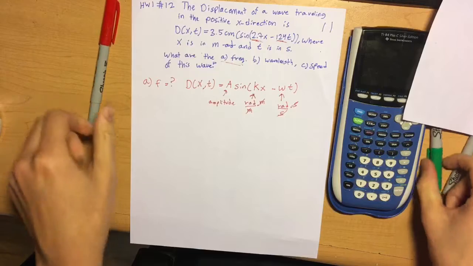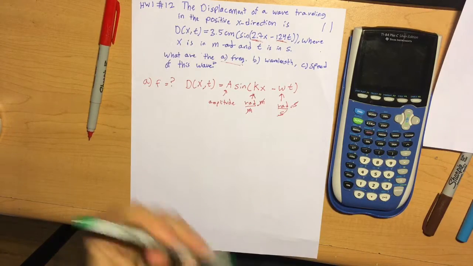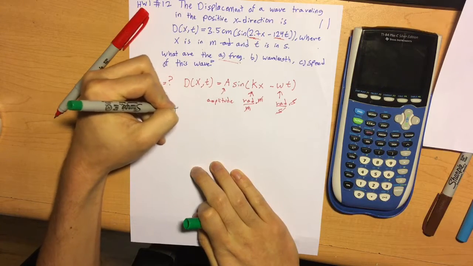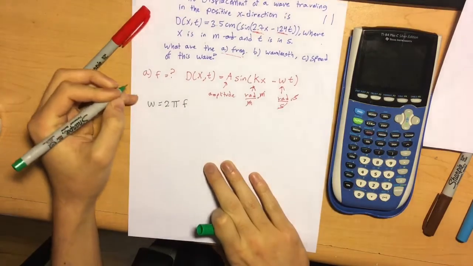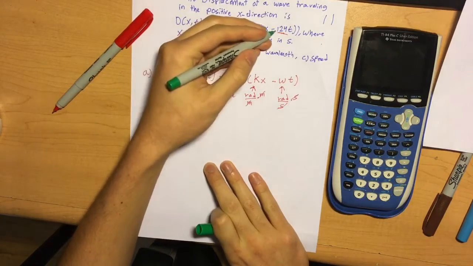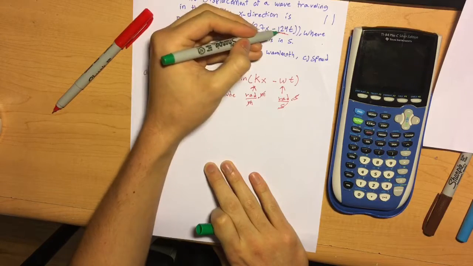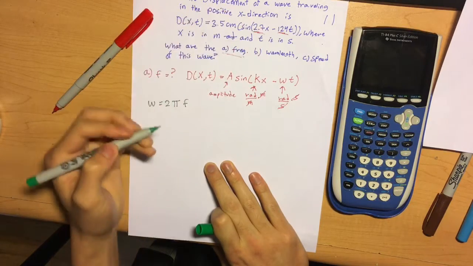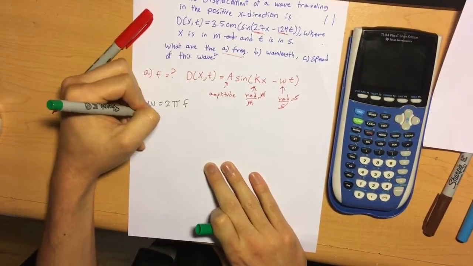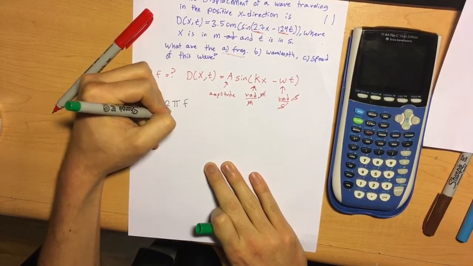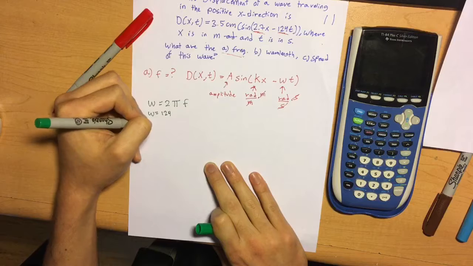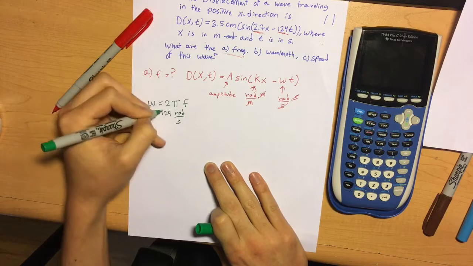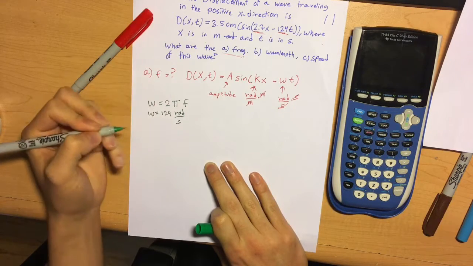One of the equations we have available to us is omega is equal to 2 pi times the frequency. And we know that omega is 124 based off this equation. Just think that we switched out the omega with 124. So we have omega is equal to 124, and it has to be rads per second. And then we have 2 pi rads, and then we need to find the frequency.